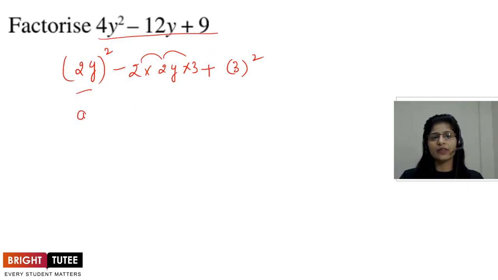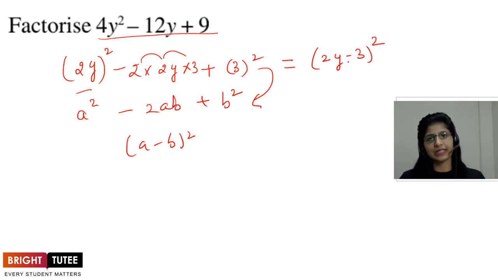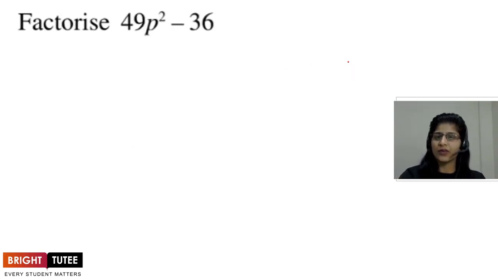It is of the form a square minus 2ab plus b square, and this is equal to (a - b) whole square, right? So this can be written as (2y - 3) whole square. So these are the two factors, 2y minus 3, 2y minus 3. So using the identity we have come to the factors. Two identities we have used. Let's try the third one also.